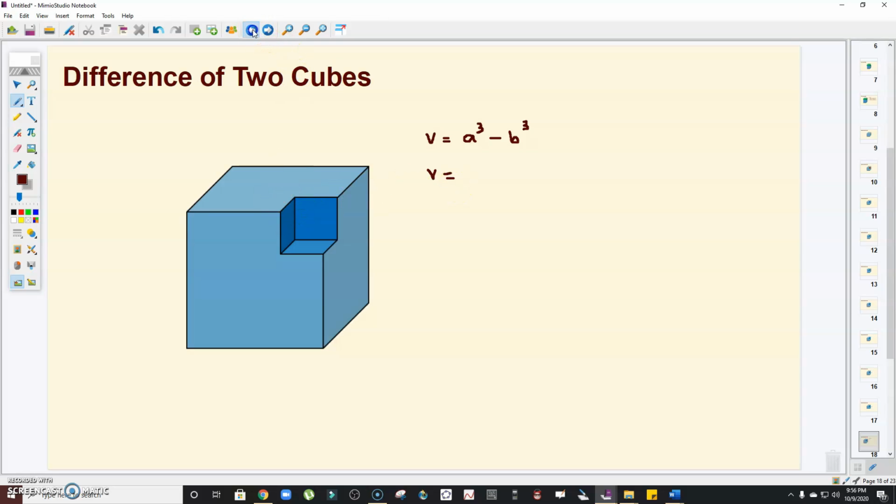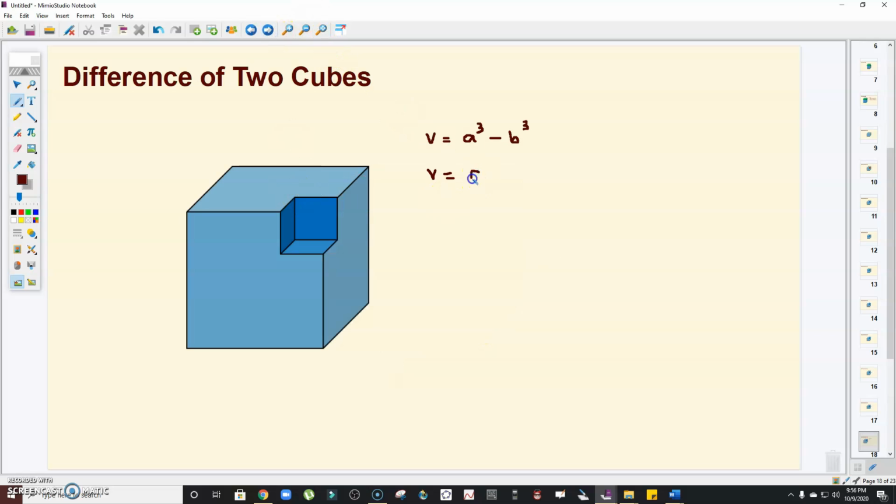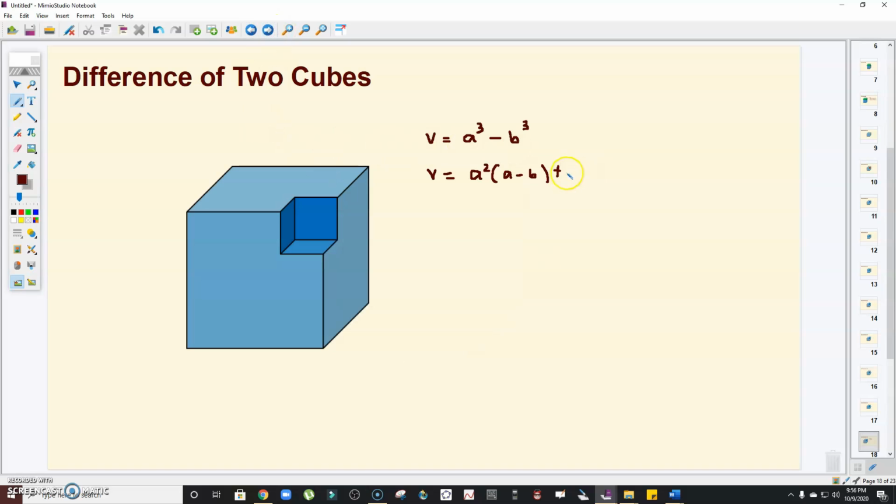The first one is this, let's go back, A by A minus B. So that is A squared times A minus B. That's the one at the bottom. I'll add this portion, whose dimension is B by A minus B. So that is B squared times A minus B. See that? And lastly, this one on the side.